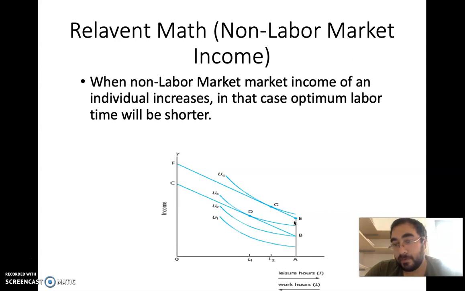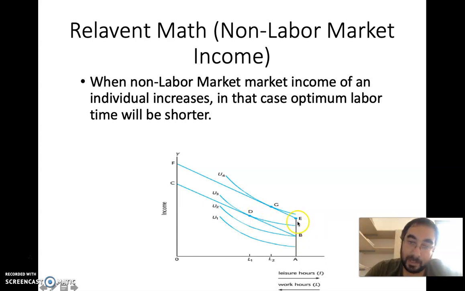What will happen to the optimum working time if our worker's non-labor market income increases? Well, certainly increasing non-labor market income will decrease the optimum working time. How can we be that certain? Well, let me express it in a mathematical sense. Let's say our initial working time was L1. Our initial budget line was BC. So U3 was the maximum indifference curve we could reach, the one representing the highest utility level we could get.